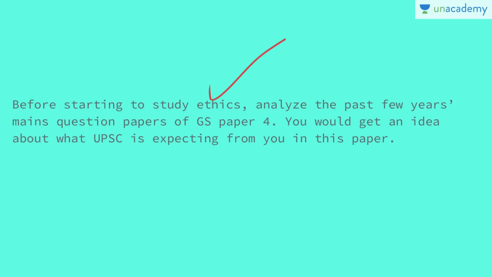In Earth, you can use GPS, etc. In a locality, you can use a map. In a metro station, you can use the metro's map. So similarly here, you can analyze the past few years' mains question papers, and they are just 5, 13, 14, 15, 16 and 17. So right now there are just 5. So you would get an idea about what UPSC is expecting from you in this particular paper.